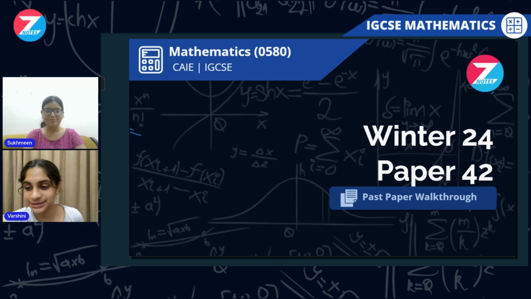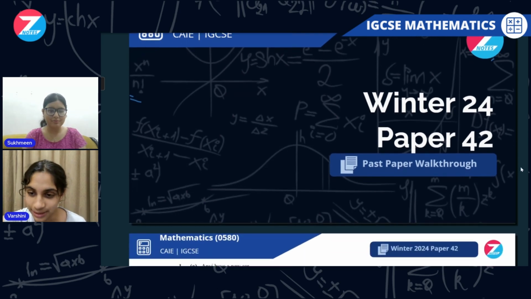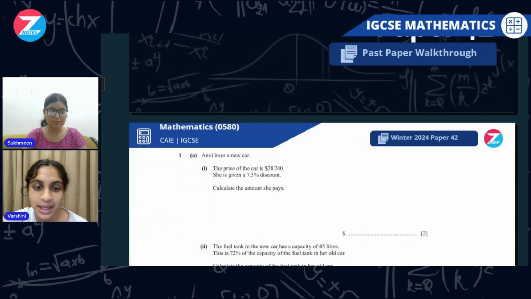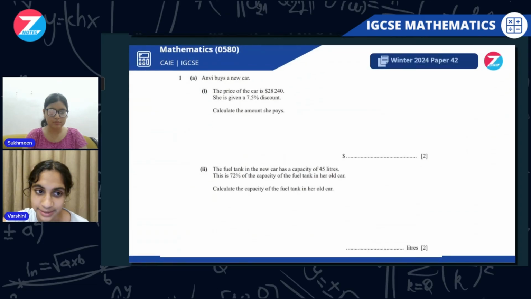Hi everyone. So today we'll be doing Winter 2024 paper 42. So we'll go to the first question. Anvi buys a new car and the price of the car is $28,240 and she's given a 7.5% discount. Calculate the amount she pays. Remember, we want the amount she pays, not her discount.